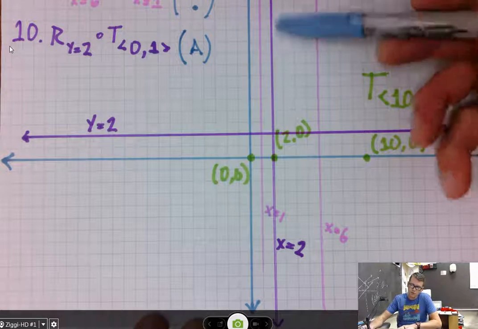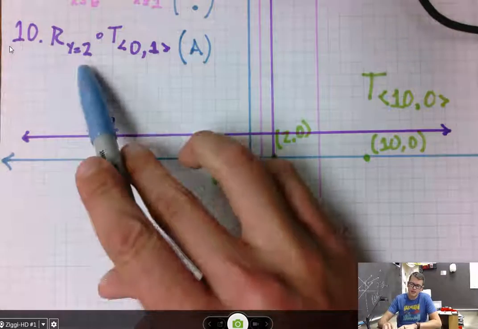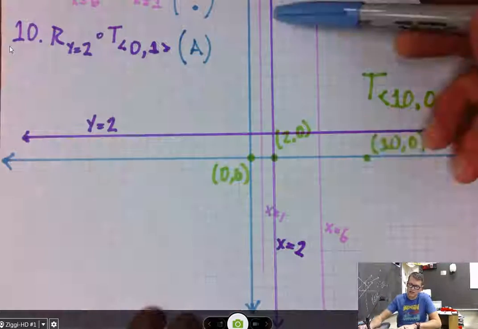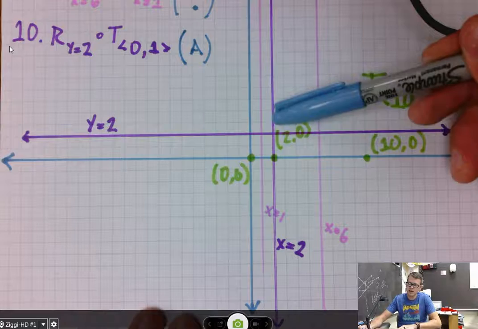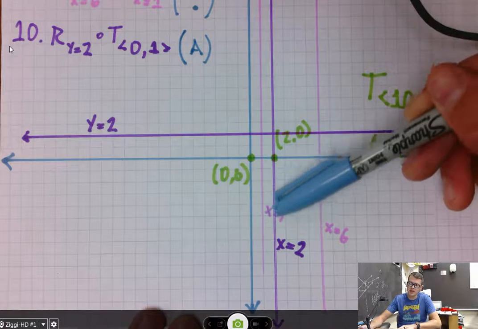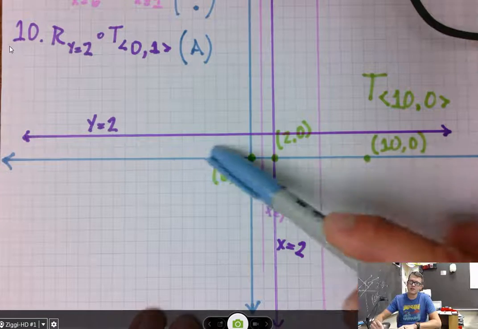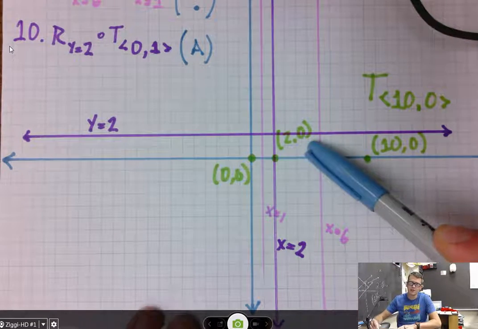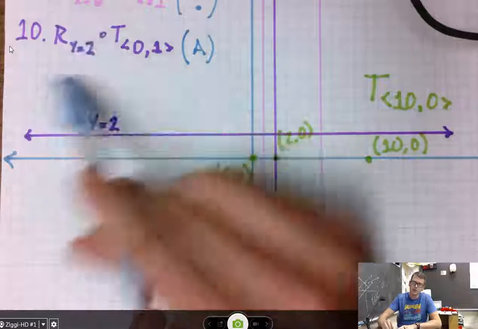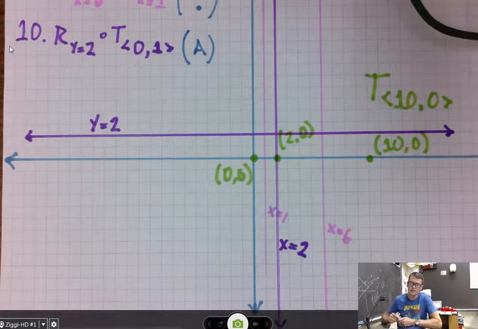A lot of people will be tempted to draw a vertical line when they see this, although that is incorrect, because this vertical line shows that every single x value there is 2, whereas this horizontal line shows that every single y value is 2. So be very careful. This reflection is going to happen across that horizontal line.